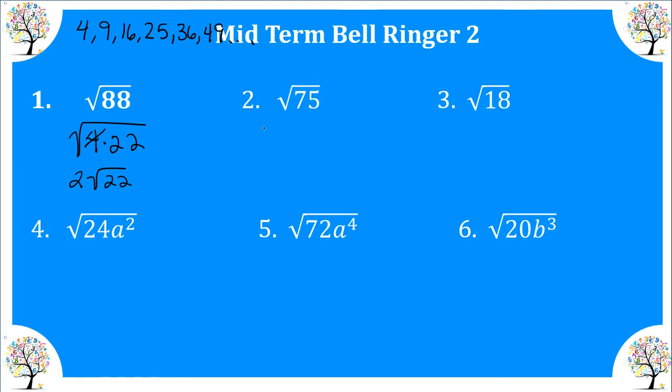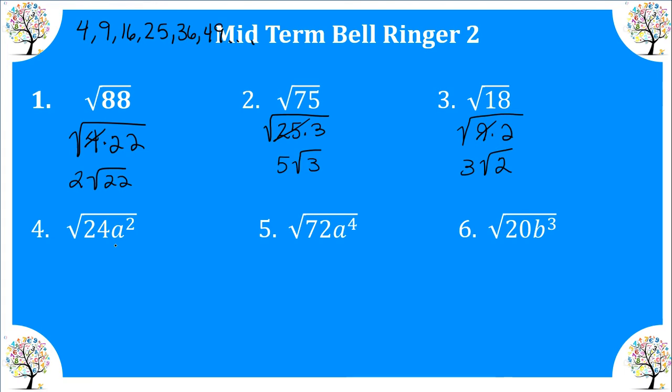Number 2, we are going to decompose 75 into 2 factors where 1 is a perfect square. So 25 times 3. I take the square root of 25, which is 5, giving 5 radical 3. Number 3, we have the square root of 18. We're going to break this down into 9 times 2. 9 is a perfect square, so we get 3 radical 2.